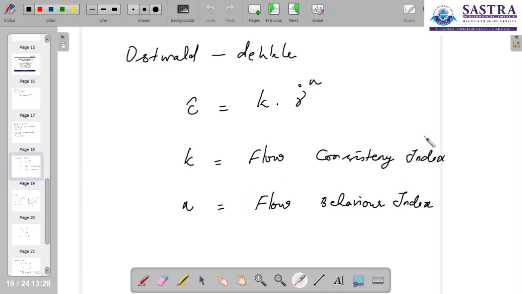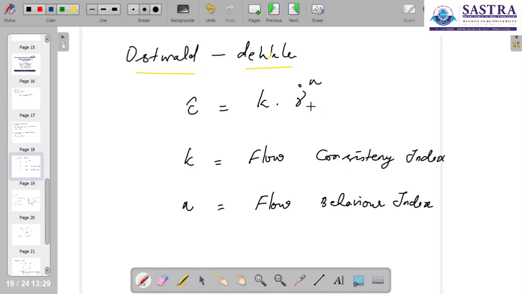One commonly used expression to describe non-Newtonian fluids is what is given here, which is the Ostwald-de Waele equation. Just a small note, this is not one person, these are two people. This is a German scientist and this is a British scientist whose work formed the basis of this expression. The expression states that you have a shear stress equal to a flow consistency index kappa times the shear rate raised to the power n.